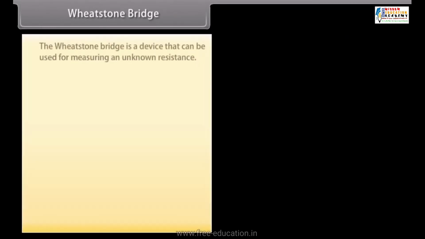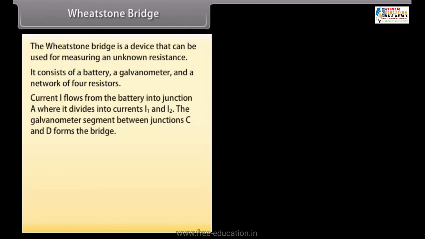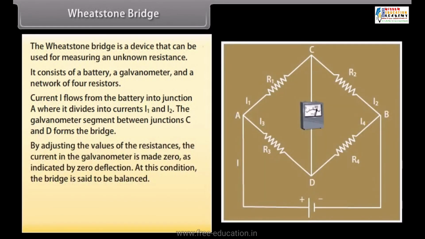Wheatstone bridge. The Wheatstone bridge is a device that can be used for measuring an unknown resistance. It consists of a battery, a galvanometer, and a network of 4 resistors. Current I flows from the battery into junction A, where it divides into current I1 and I2. The galvanometer segment between junctions C and D forms the bridge. By adjusting the values of the resistances, the current in the galvanometer is made 0, as indicated by zero deflection. At this condition, the bridge is said to be balanced.